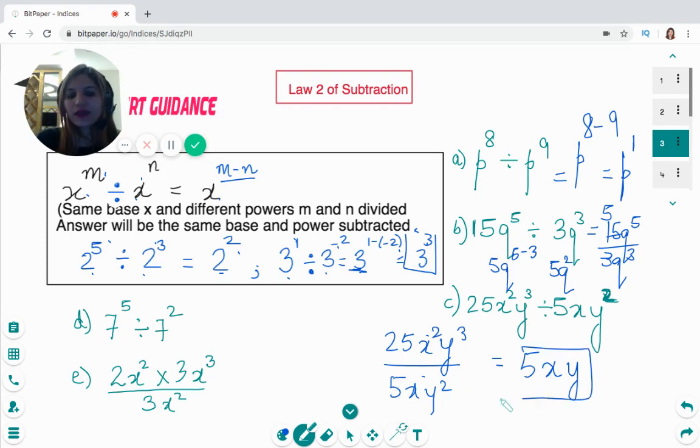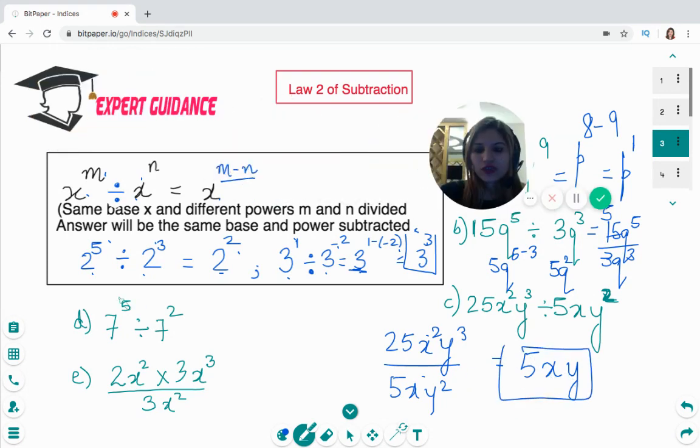So the answer would be 5xy. Let's do this question. 7 to the 5 divided by 7 to the 2. So that becomes 7 to the 3.